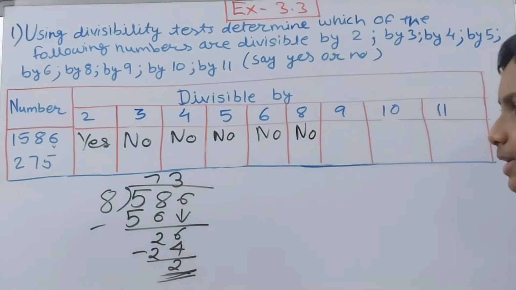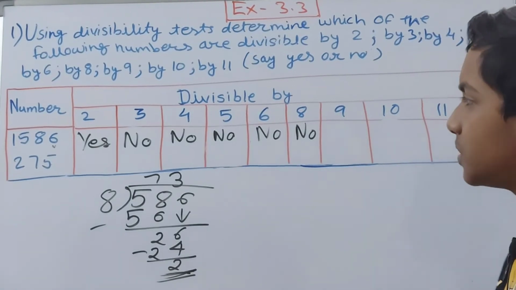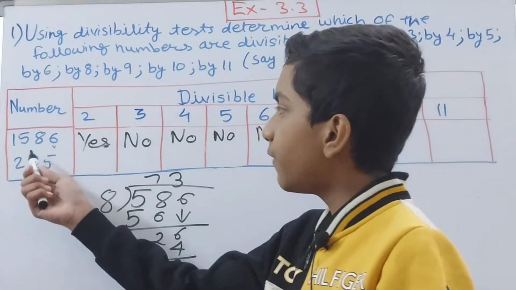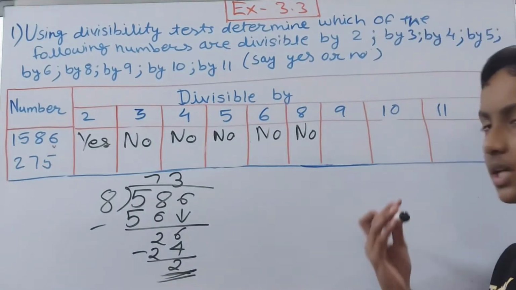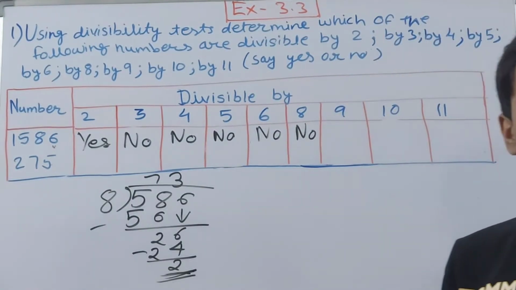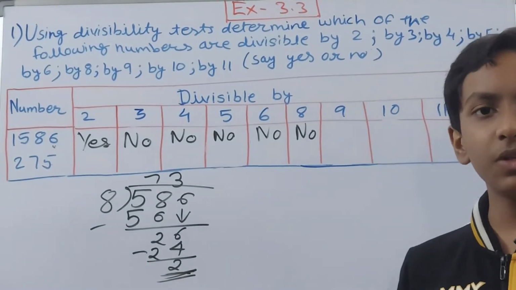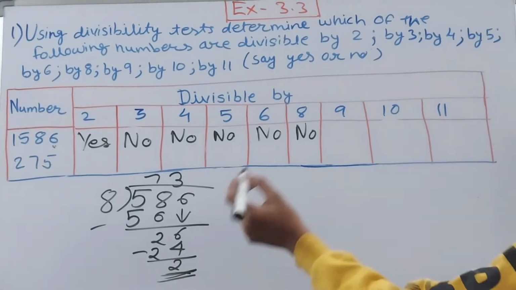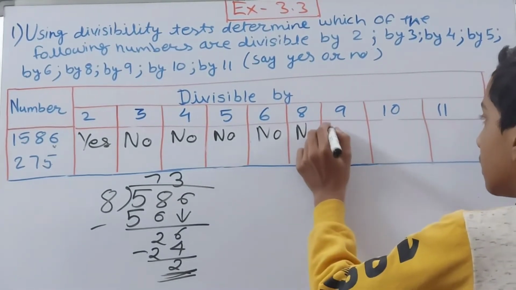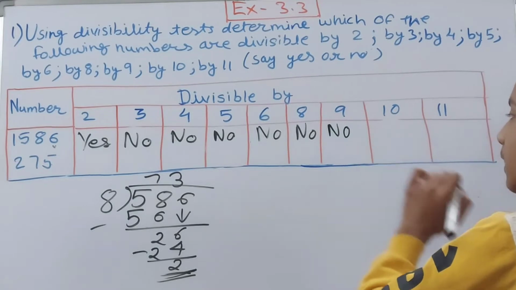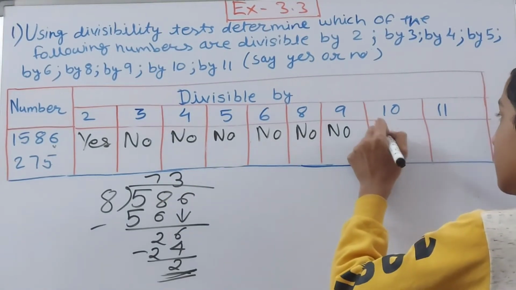For 9 again you will add the digits and see if it's a multiple of 9 or not, or divisible by 9. So 1 plus 5 is 6, plus 8 is 14, plus 6 is 20. 20 is not divisible by 9 at all. 9 ones are 9, 9 twos are 18, but 9 threes is going to be 27. So that means this 20 is not divisible, so the whole number 1586 will not be divisible by 9. Then for 10, the digit at the ones place should be 0. We have 6 again. No.